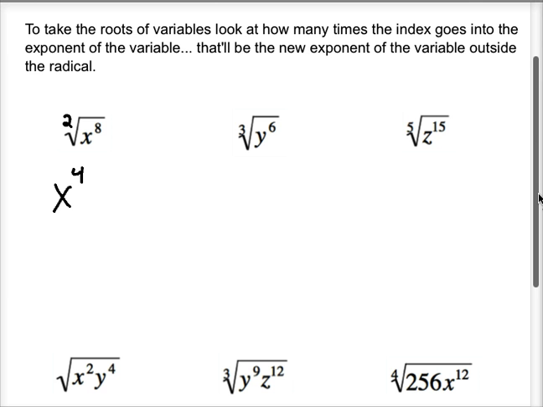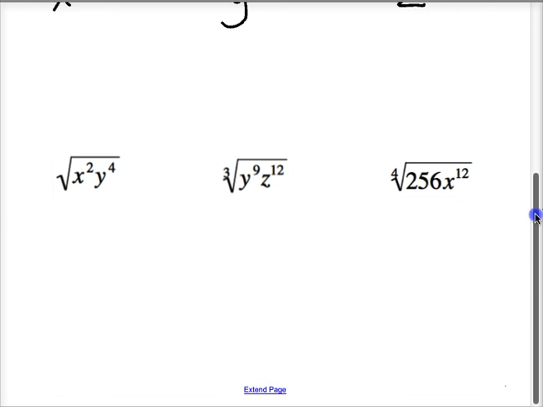All right, looking at another example. For this one, we have an index of 3 and an exponent of 6. So how many times can 3 go into 6? Well, it can go into 6 twice. So the new exponent on my y is going to be a 2. For the next one, how many times can 5 go into 15? Well, 5 goes into 15 exactly 3 times. So again, all it is a matter of seeing how many times that index can go into the exponent.